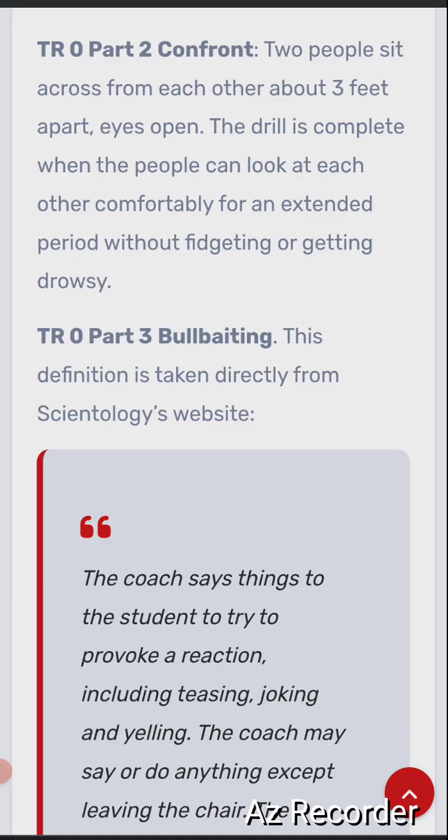2 people sit across from each other, about 3 feet apart, eyes open. The drill is complete when the people can look at each other comfortably for an extended period without fidgeting or getting drowsy. You guys can go look up, there's a video where Stacy Brooks and Jesse, what is his last name? Jesse Prince and Stacy Brooks demonstrated what a bullbaiting TR is like.